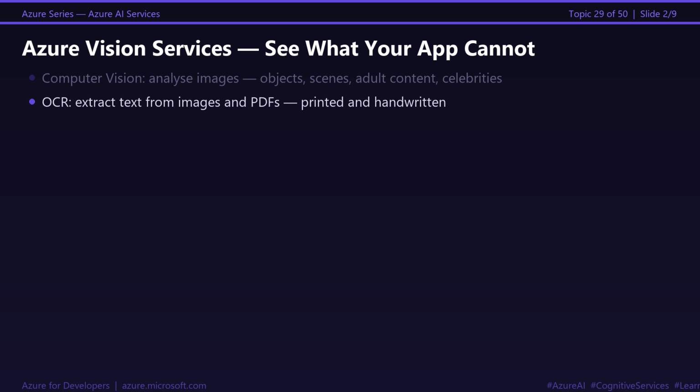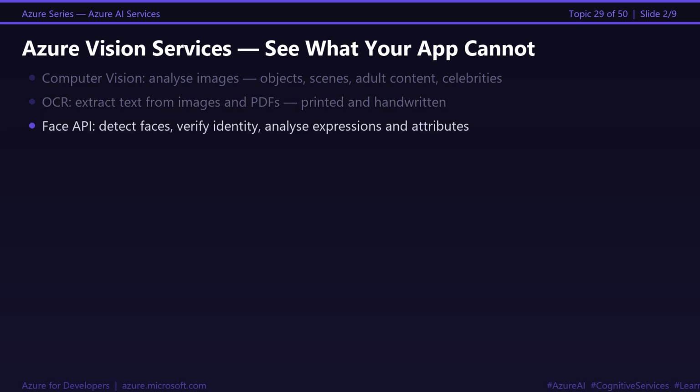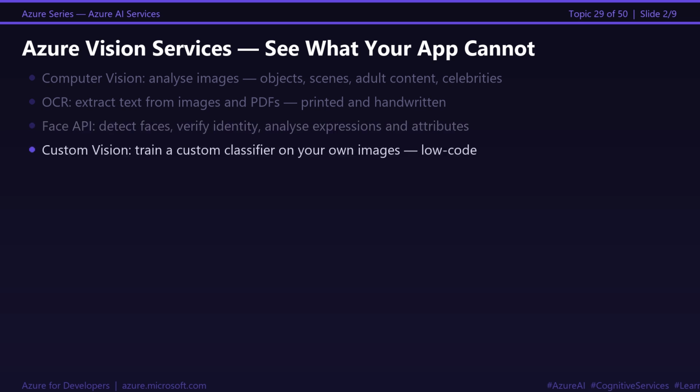But here is what makes Custom Vision powerful for product teams. You need to classify images into your own categories: car damage types, product defects. Upload 15 to 50 example images per category. Click Train. Custom Vision trains a model on your data. Deploy it. Call the API. Done. No data science degree required.